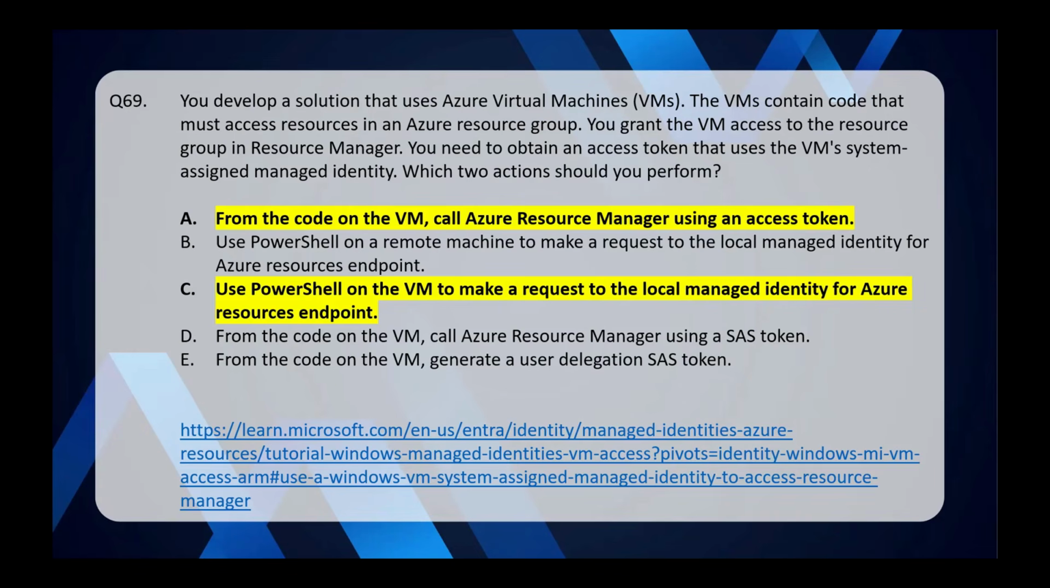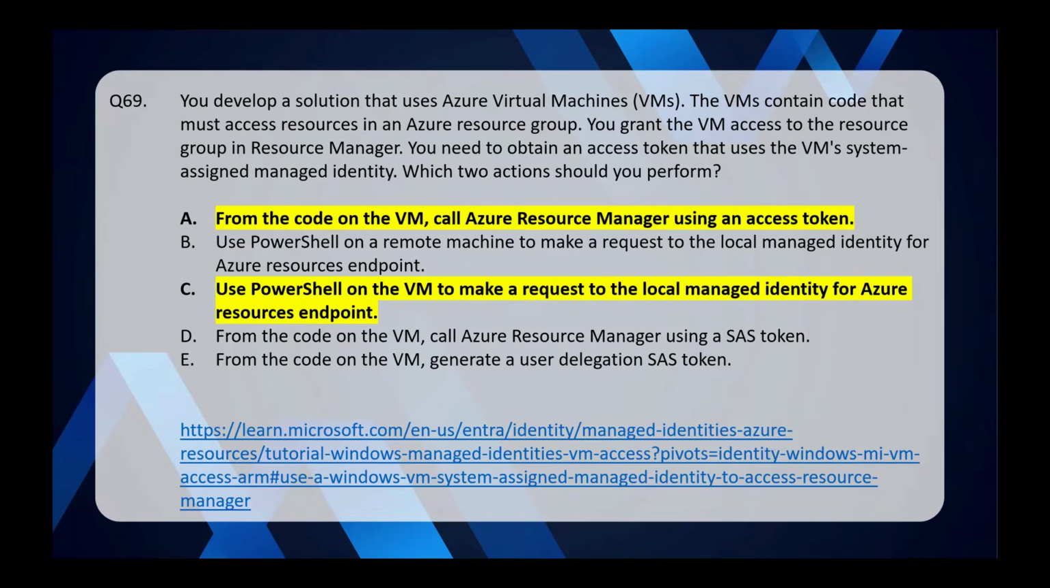As you can see, the last two options can clearly be ruled out because you use SAS tokens with a storage account. And then option B can also be ruled out because the managed identity endpoint is only accessible inside the VM. This leaves us with only two options, option A and option C, which are the correct answers.